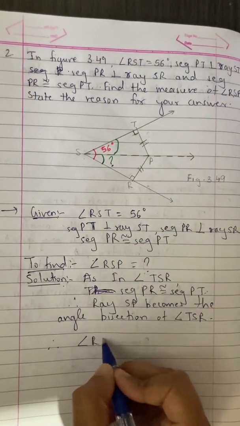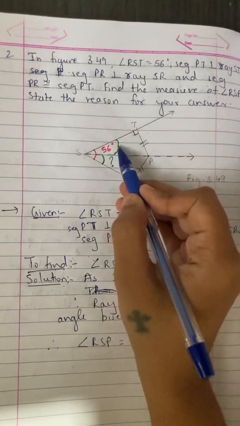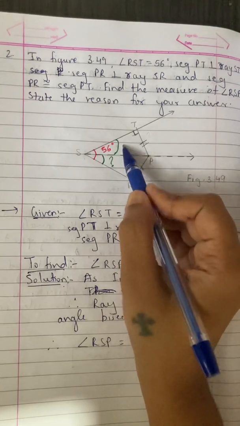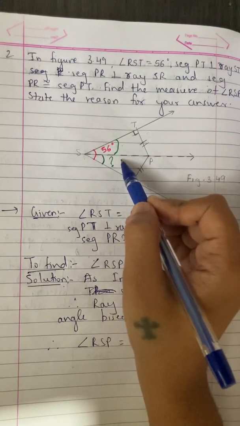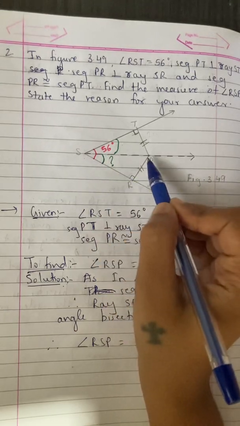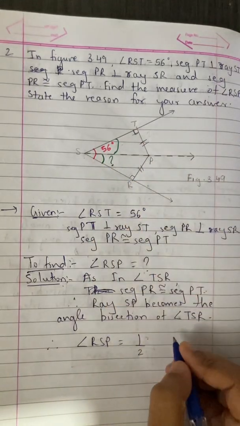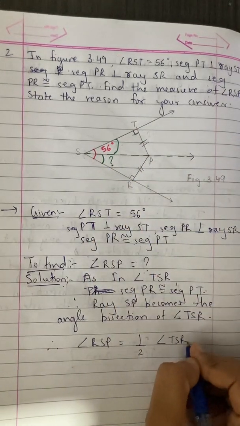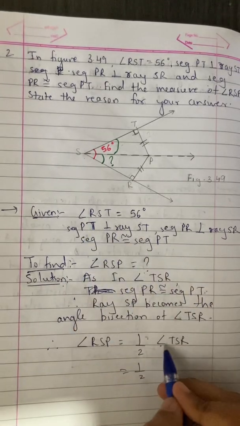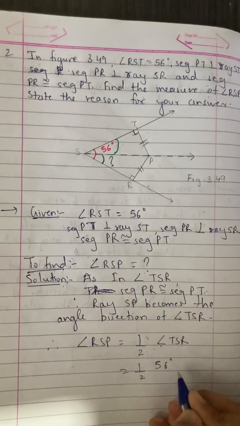Therefore angle RSP is going to be half of the whole angle, because it divides into two equal parts, so it is going to be 2 times. So this angle RSP, or PSR, is going to be half of the whole angle TSR. Angle TSR we already know, RST is same as TSR. So write down 56 degrees.